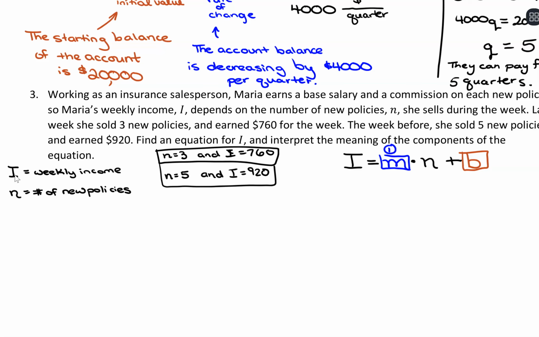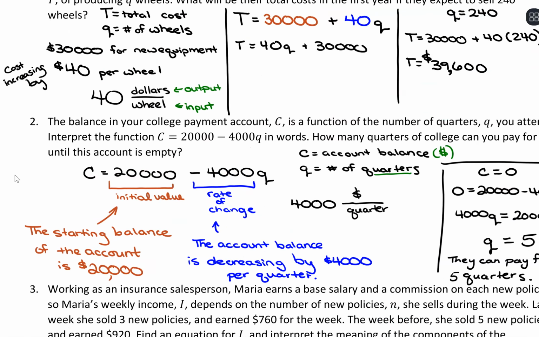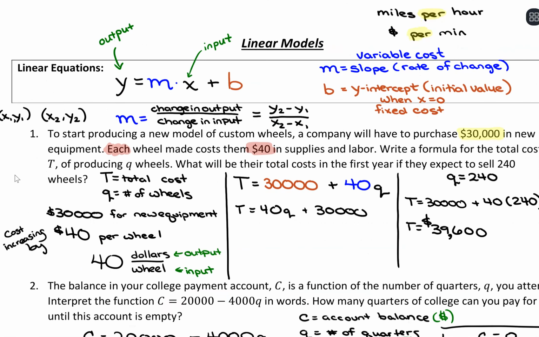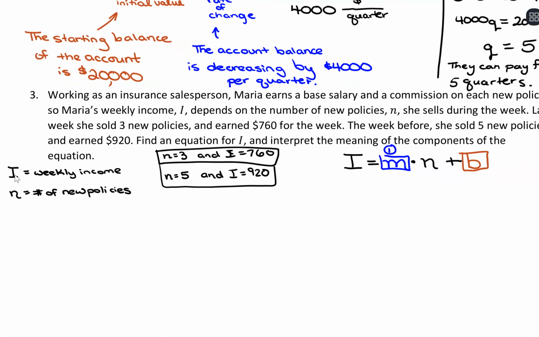So what we want to do is, this is a scenario where they're essentially giving us 2 coordinates. Like I was saying up above here with our different ways of thinking of slope, this is a case where they're giving us 2 coordinates and we think of them as x, y. In our case, N is the input, so that's treated as our x value, and then I is our output, so that would be treated as our y value. So how I'm going to write these coordinates is 3, 760. And 5, 920.